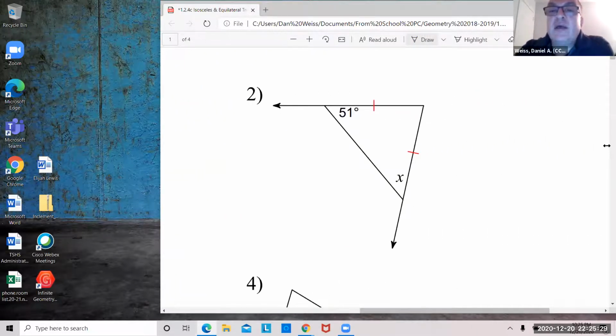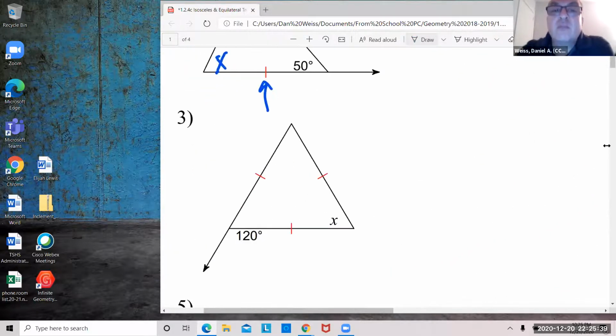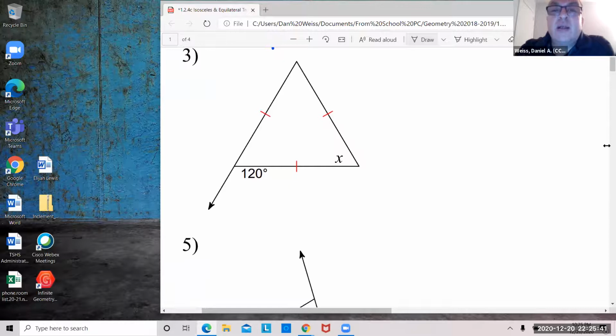This one's easy. If that's 51, this is 51. x is 51. Here, if this is 120, this is 60. And if that's 60, this is 60, this is 60. x equals 60.